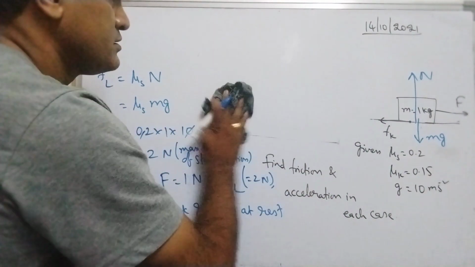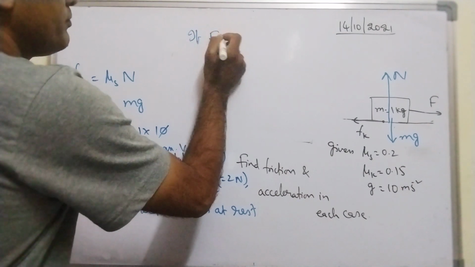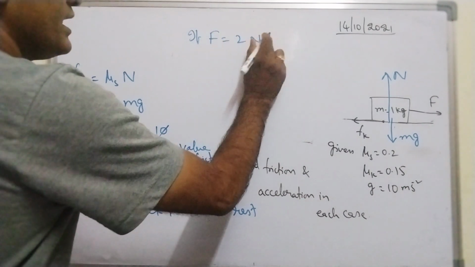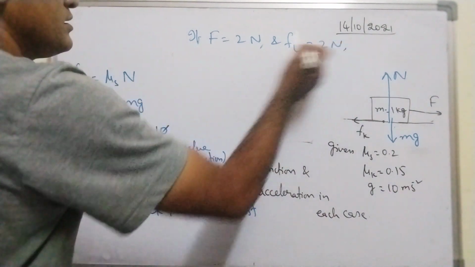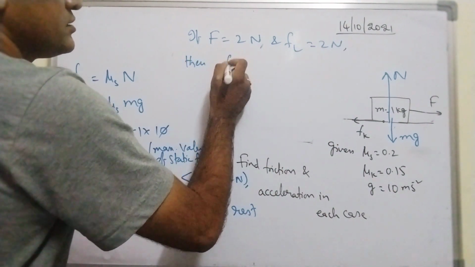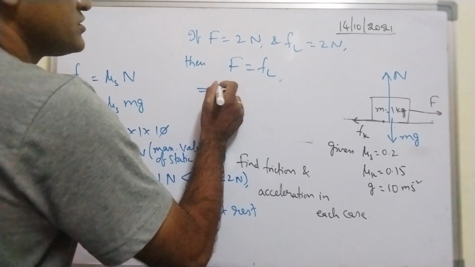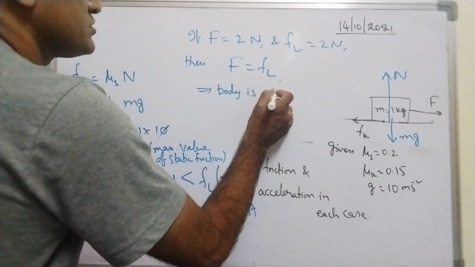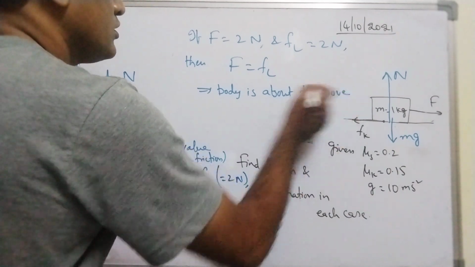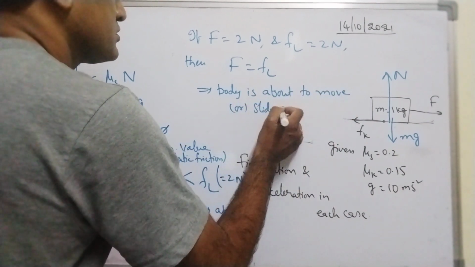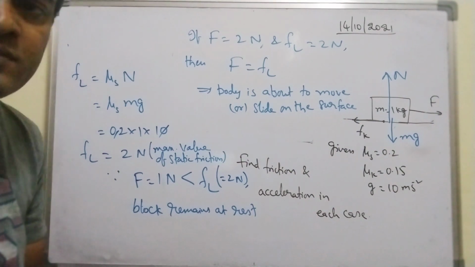Now let me erase this part. What I mean to say is, in the second case, if applied force is equal to 2 Newton and limiting frictional force is also 2 Newton, then capital F is equal to limiting friction, which implies the body is about to move or slide on the surface. Now which type of friction can I observe in this case?